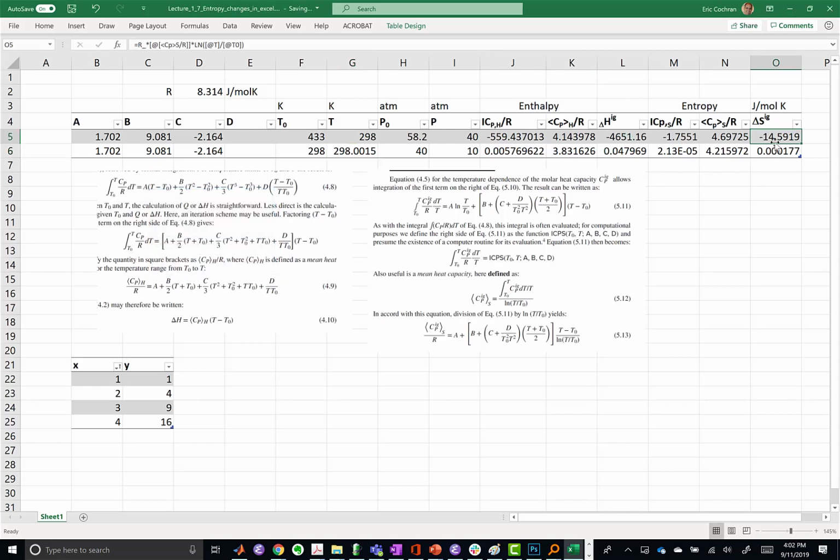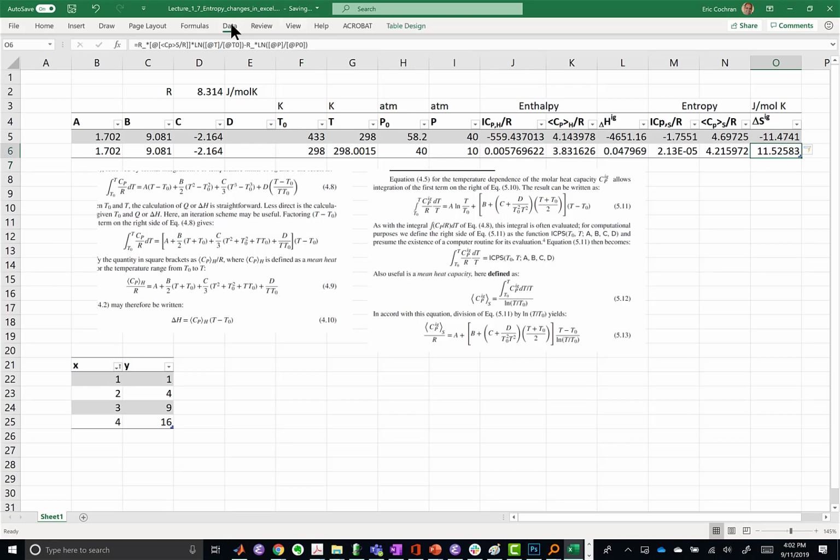Okay, and guess what? I goofed just a little bit here because I forgot something in the entropy change. So what did I forget? I forgot to account for the pressure term. So let's get that in there. So the pressure term is going to be minus R times the logarithm of the pressure ratio. And wow, that's going to make a big difference.